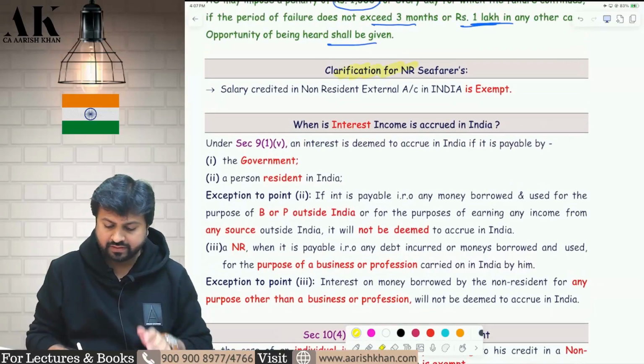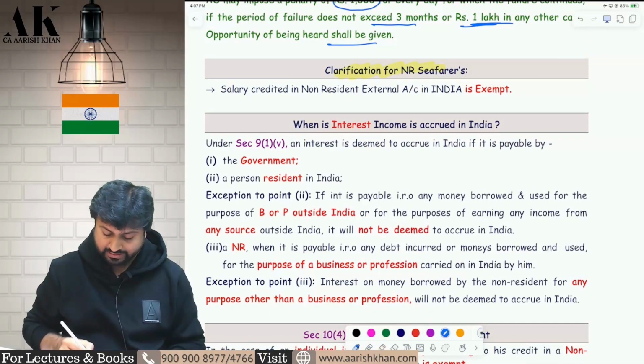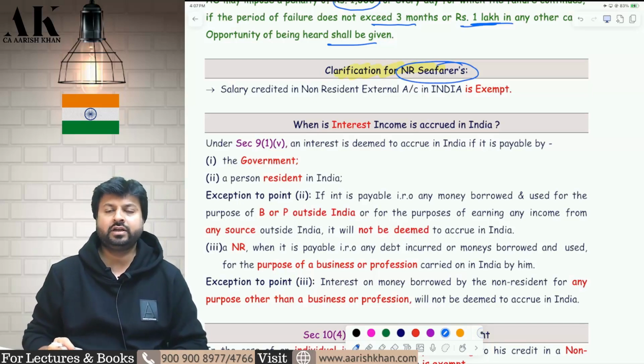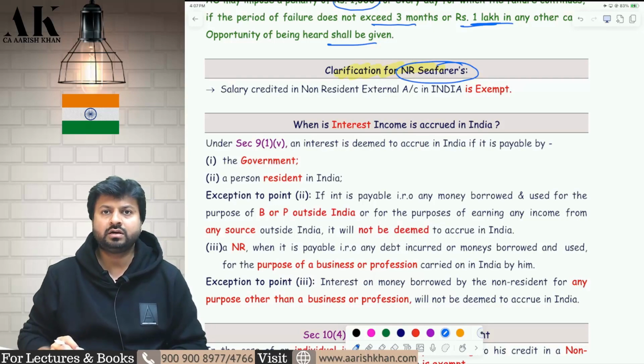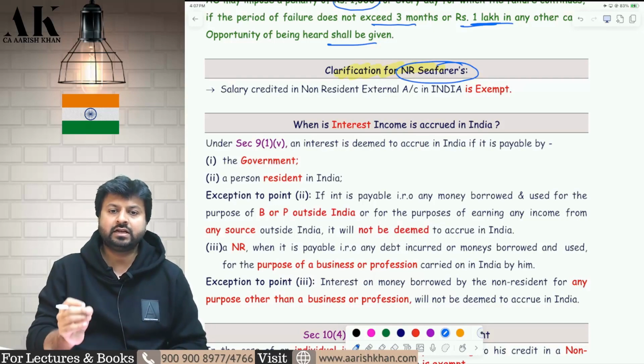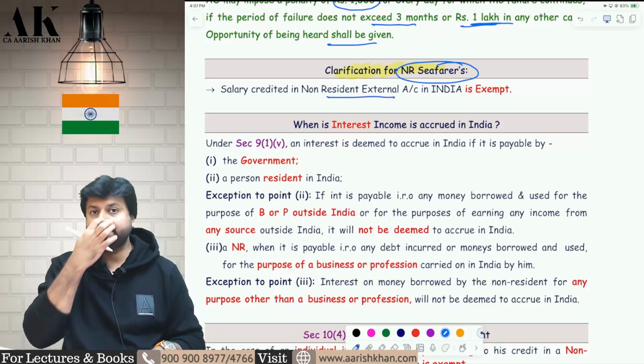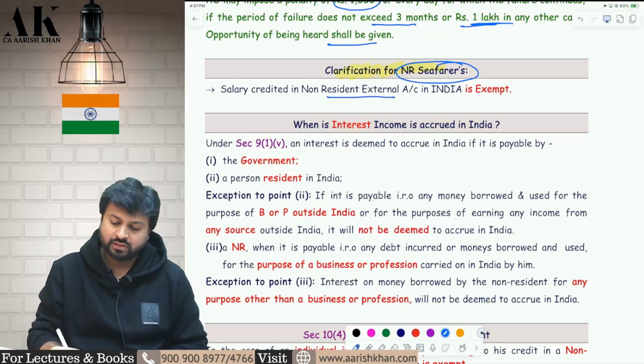A small clarification is given by CBDT on non-resident seafarers, all those who travel in the sea, that is, a crew member of an Indian ship. For them, there is a small clarification that if they receive their salary in a bank account in India, in an NRE account, which account? If they receive their salary in a non-resident external account, then that is exempt.